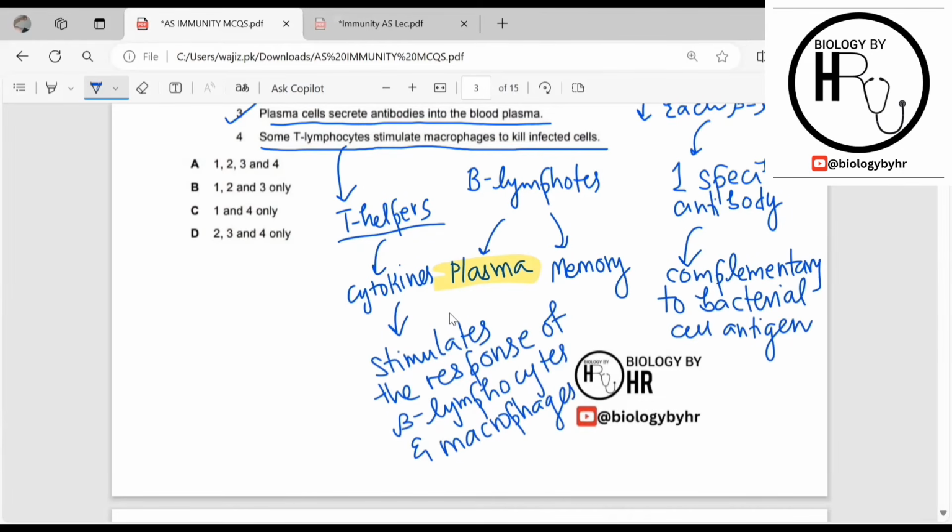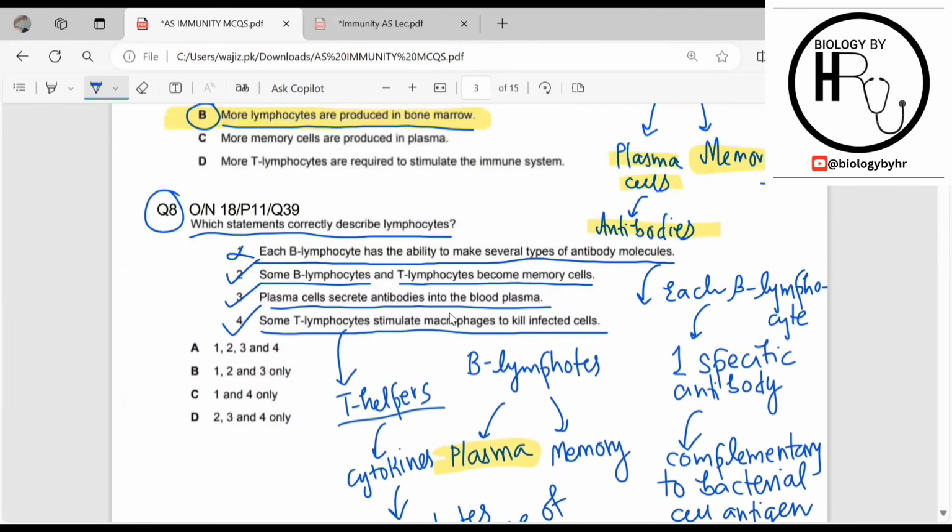So this is what the cytokines over here do. So we can say that statement 4 is also our correct option. So hence the answer over here is option D: statements 2, 3 and 4 are correct.